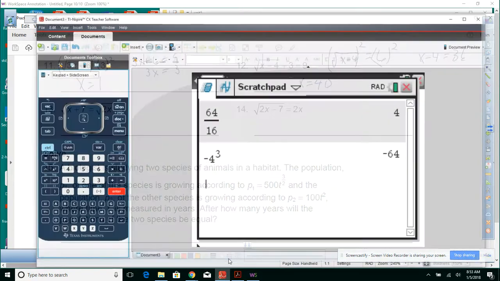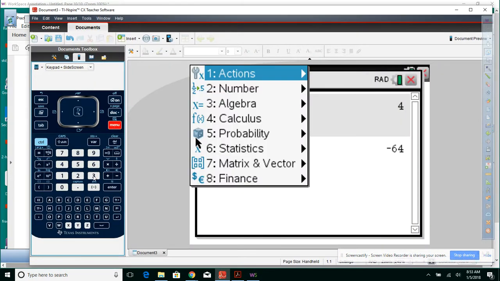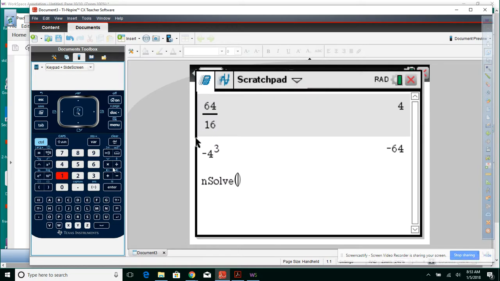Let's try number 12. Menu 3, 1, and what do we have here? We have the square root of x minus 4. Go outside of the radical and put plus 3, and that equals 9. Don't forget to tell it what to look for. We're looking for x, and we get 40, the same thing that we got before.